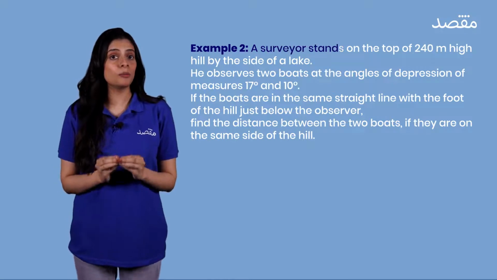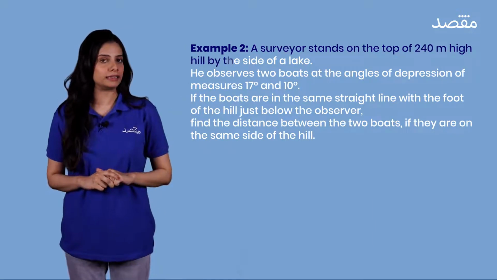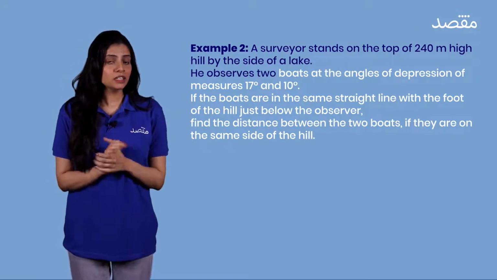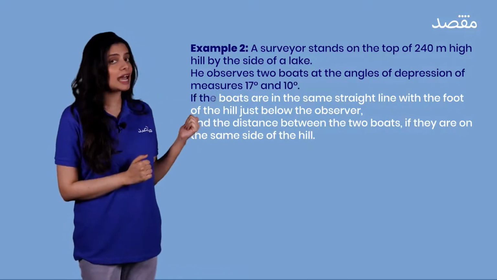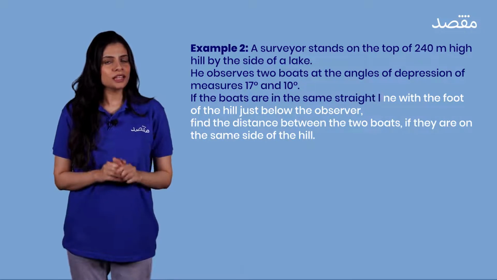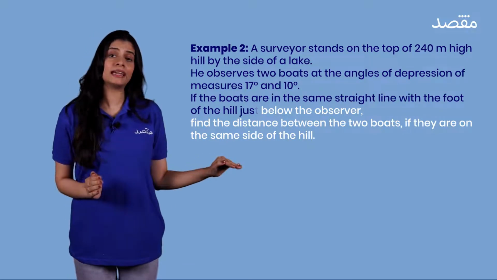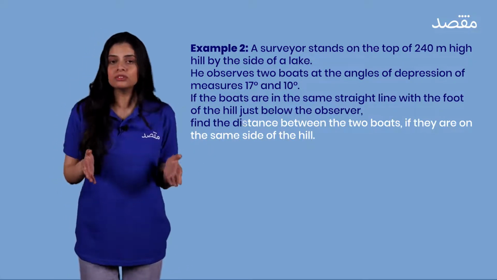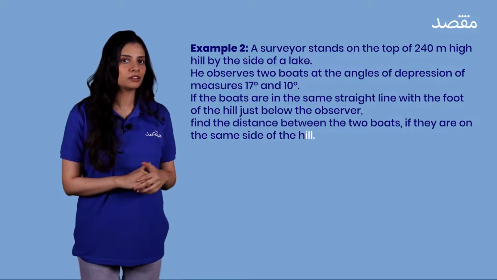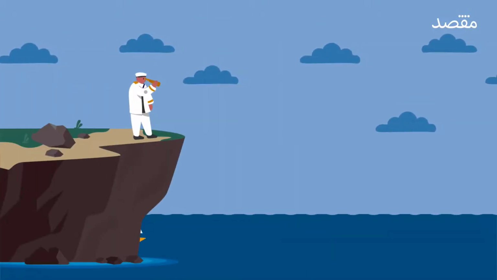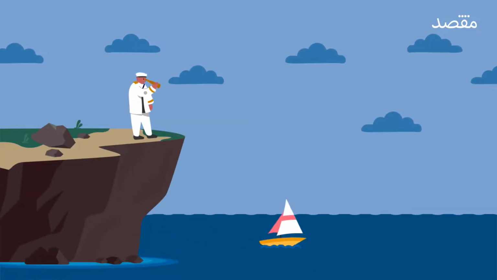This example says that a surveyor stands at the top of a 240-meter high hill by the side of the lake. He observes two boats at an angle of depression, measures 17 degrees and 10 degrees. If the boats are in the same straight line with the foot of the hill just below the observer, find the distance between the two boats if they are on the same side of the hill. Again, हम सबसे पहले इसको visualize करने की कोशिश करते हैं.